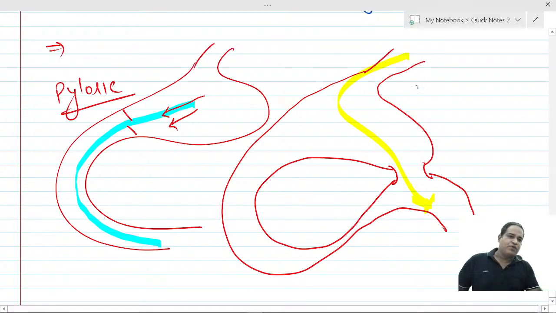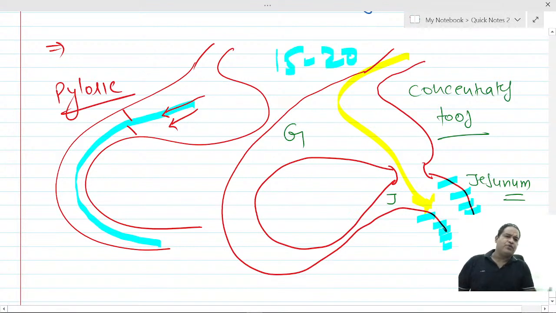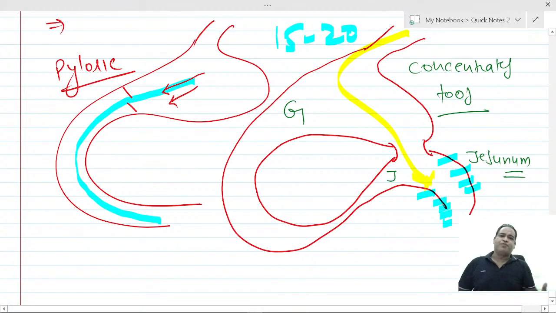Now the food is entering directly. So in this case, what will happen is concentrated material is entering the jejunum. We have performed gastrojejunostomy. So what will it do? It will suck in all the water. And this will happen immediately, like within 15 to 20 minutes of your patient eating the food. So your patient will have hypovolemia, severe hypovolemia. That will give rise to early dumping.